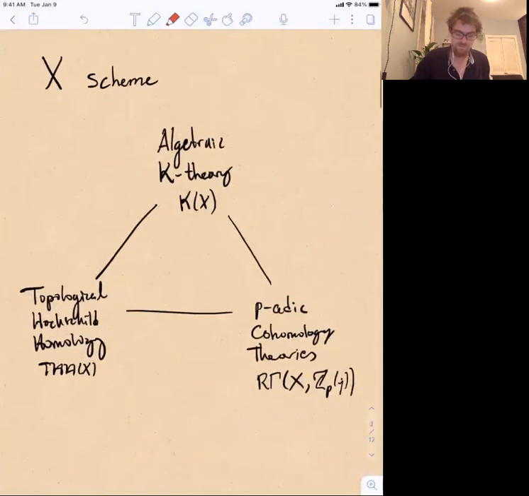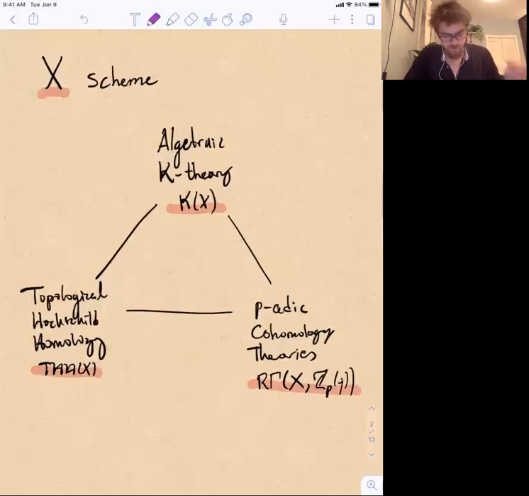So to situate my research, I decided to make this triangle of ideas. My main research area is algebraic K-theory. Throughout here, X is going to be a scheme, probably affine throughout, but it could be very general. That's the top of the triangle: algebraic K-theory. The other corners are topological Hochschild homology, and down here we have the p-adic cohomology theories, coming from number theory. I'm thinking of things like crystalline cohomology, de Rham cohomology, and prismatic cohomology.